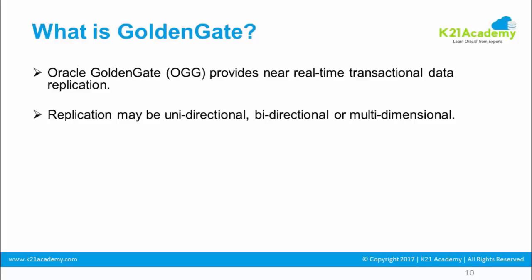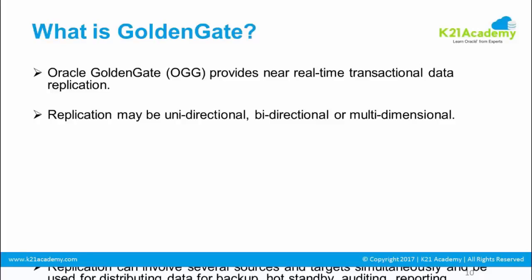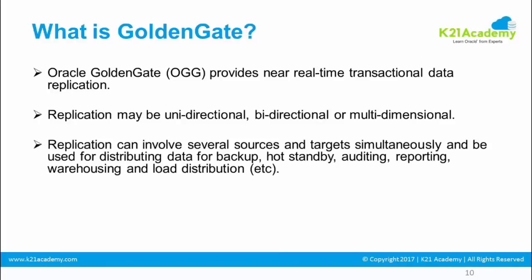implement it as unidirectional, bidirectional, or multidimensional. So there are many ways to implement GoldenGate. Either you can implement GoldenGate in one-to-one replication, or in bidirectional, that is where all the sites are active. Or you can also implement GoldenGate in multi-dimension. You can broadcast the data, you can consolidate the data using Oracle GoldenGate. Replication can involve several sources and targets simultaneously. So the advantage of GoldenGate is you can have a single source and multiple targets. That is, if you want to broadcast the data as per your requirement, you can do that.